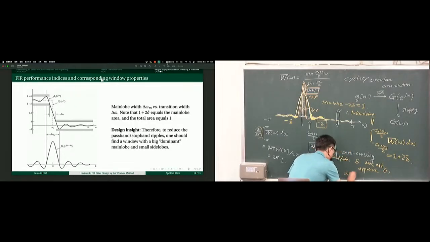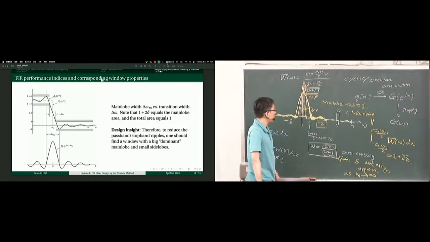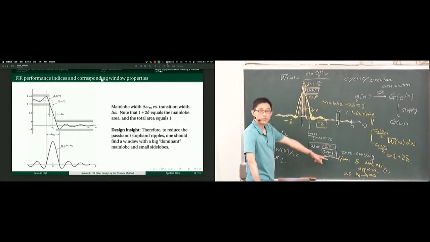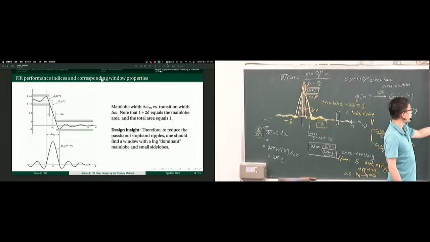As n approaches infinity, that's where the problem is. This delta doesn't approach 0 when n approaches infinity. So what does that mean? That means that this peak is always going to be 1 plus delta. It doesn't suppress as n increases.